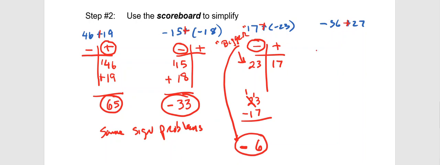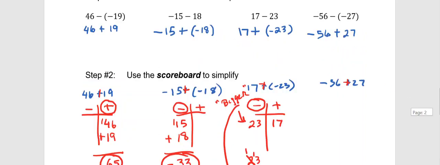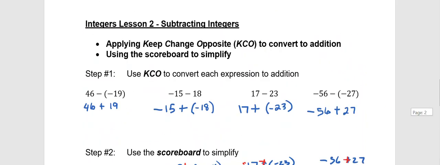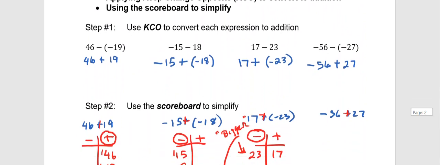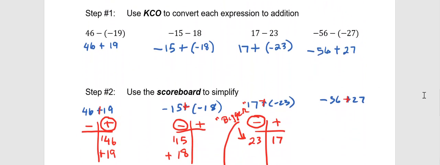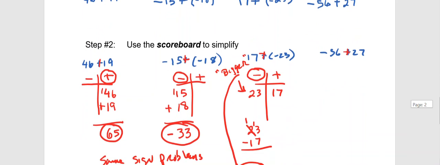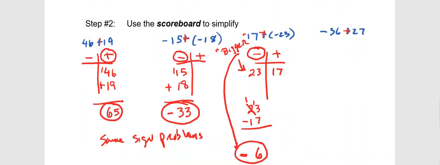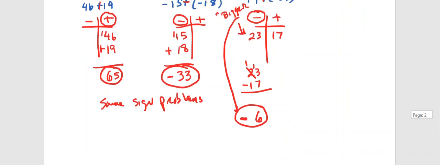So again, we started with a problem that was subtraction that looked confusing to us potentially, 17 minus 23. We did keep change opposite, and we turned that into an expression with addition of 17 plus negative 23. And because we're getting familiar with using the scoreboard, we set the scoreboard up since it's now an addition problem. And because the numbers are in different columns, we knew to subtract, and we took the sign of the bigger number in this case. So it looks like we're going to have to do that one last time.